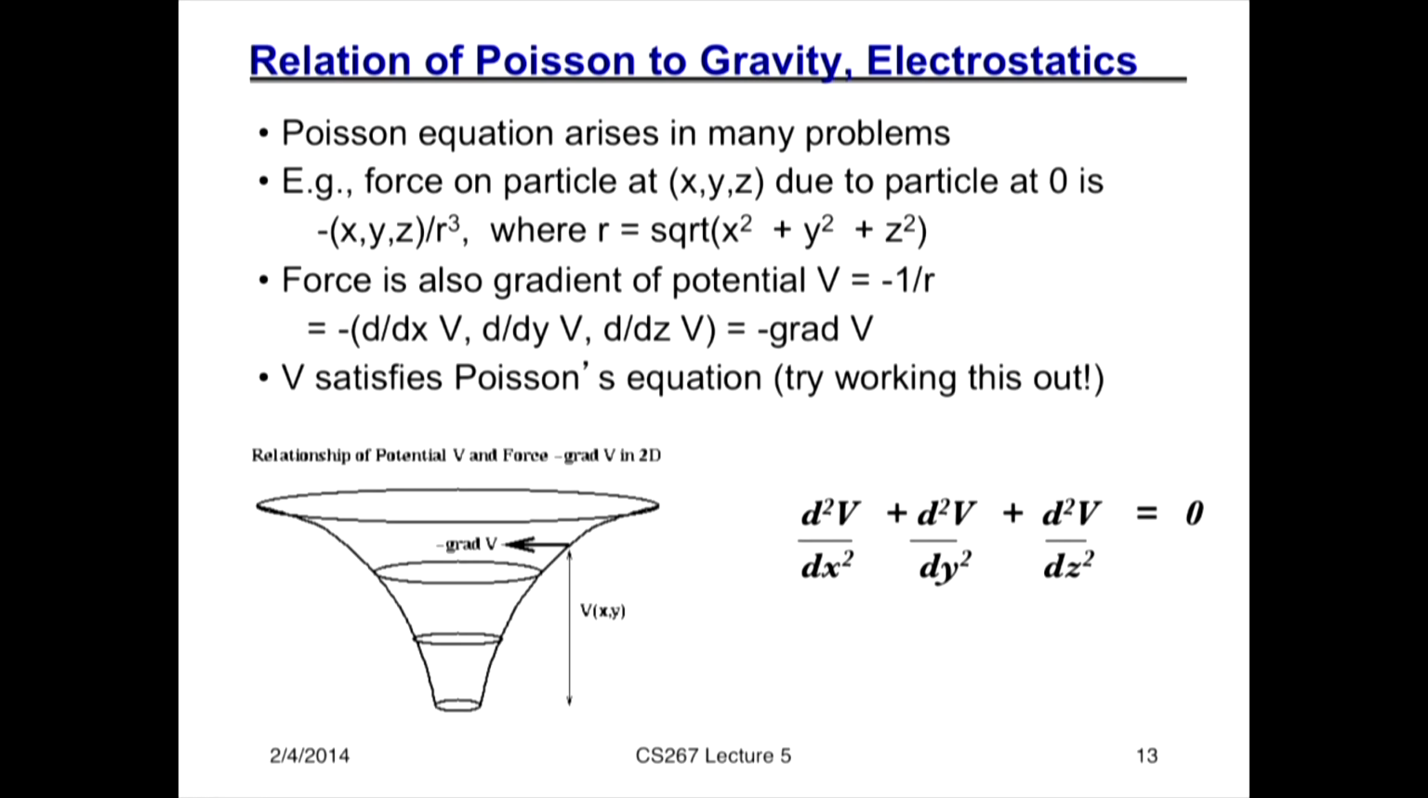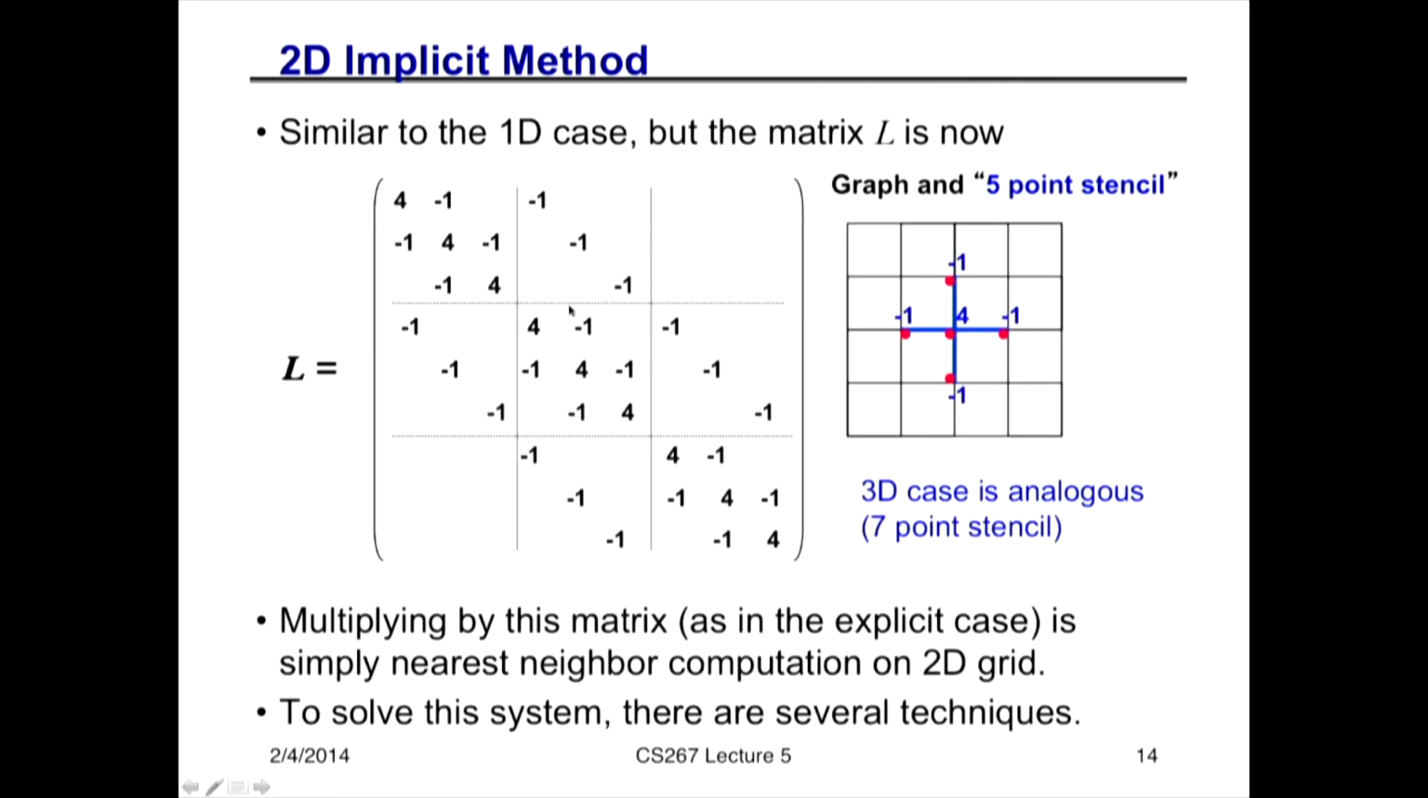And so let me just show you what it looks like in 2 dimensions. This has all been one-dimensional so far. So here's what the matrix looks like in the 2-dimensional case. I'm still going to have a constant down the diagonal. It went from 2 to 4. I still depend on my nearest neighbor on the left and the right. So I still have those minus 1s.